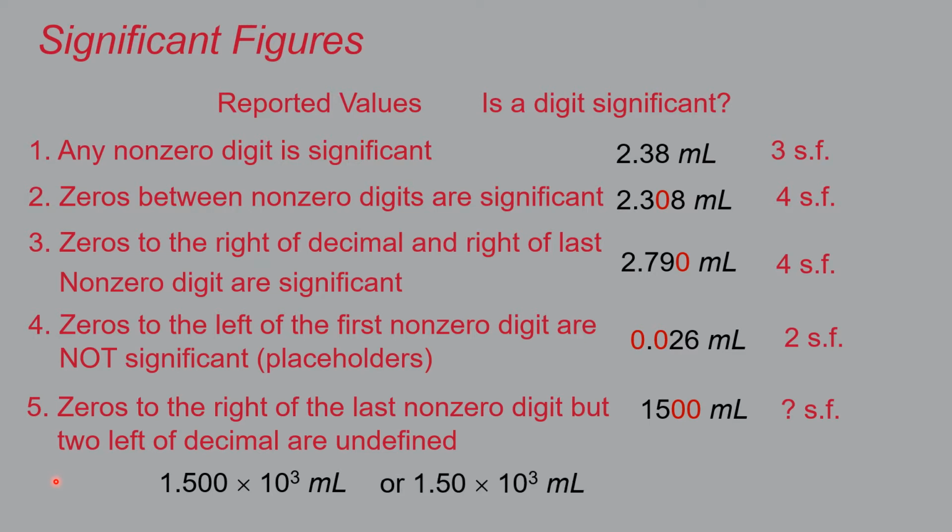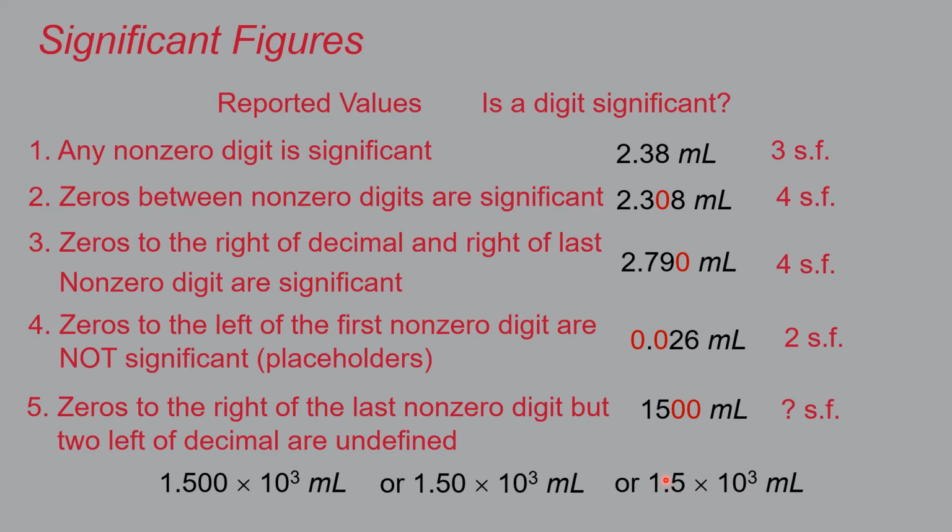What if they were just placeholders? Well, if this last one was merely a placeholder, then it would just be 1.50 times 10 to the third milliliter. And if there were both placeholders, you would just say 1.5 times 10 to the third milliliters, and then you would know that this has 4 or 3 or just 2 significant figures as appropriate.